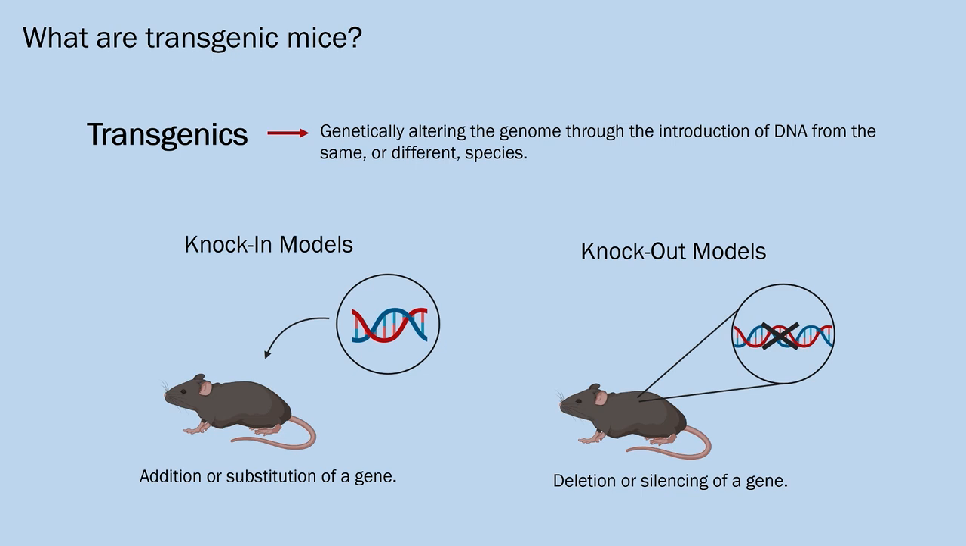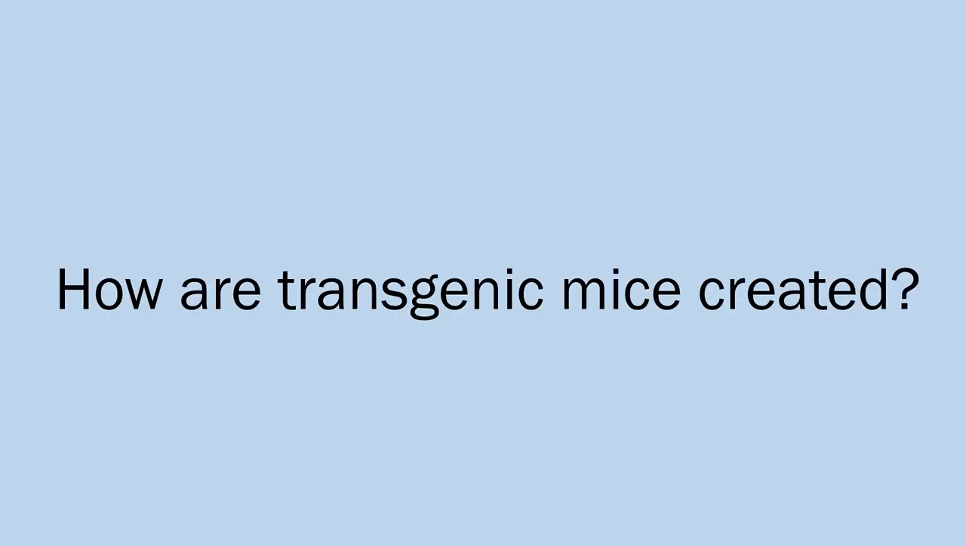The transgenic animal used will depend on what question researchers are trying to answer and what organisms would serve as an appropriate model for investigation. While there are many different transgenic species available for research, here we will be focusing on transgenic mice, how they're created and utilized in behavioral neuroscience. So, how are transgenic mice created?